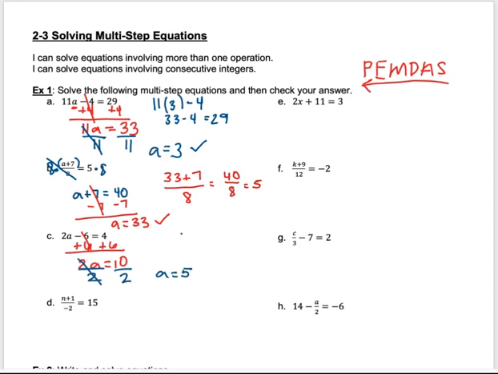Now I'm going to check my answer by plugging it back in. So I have 2 times 5 minus 6. So I have 2 times 5 is 10, minus 6. That gives me 4. So a equals 5 is my answer. Okay, go ahead and try D on your own. Now this is very much like B.